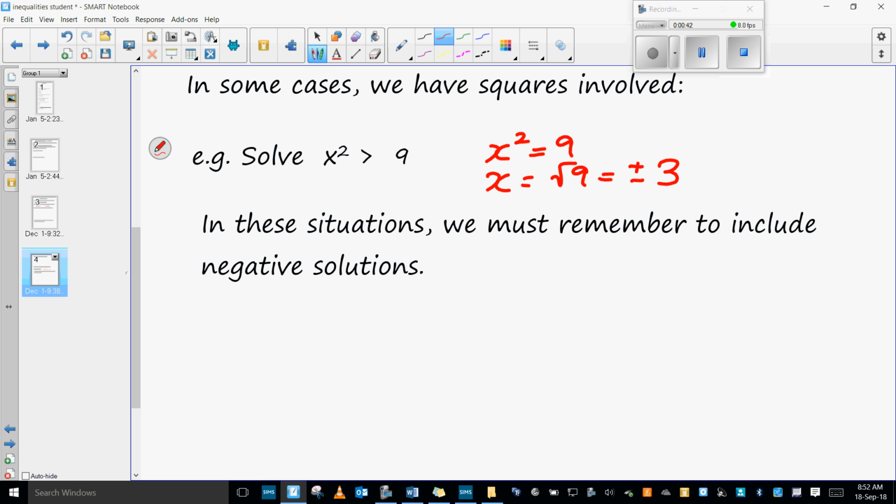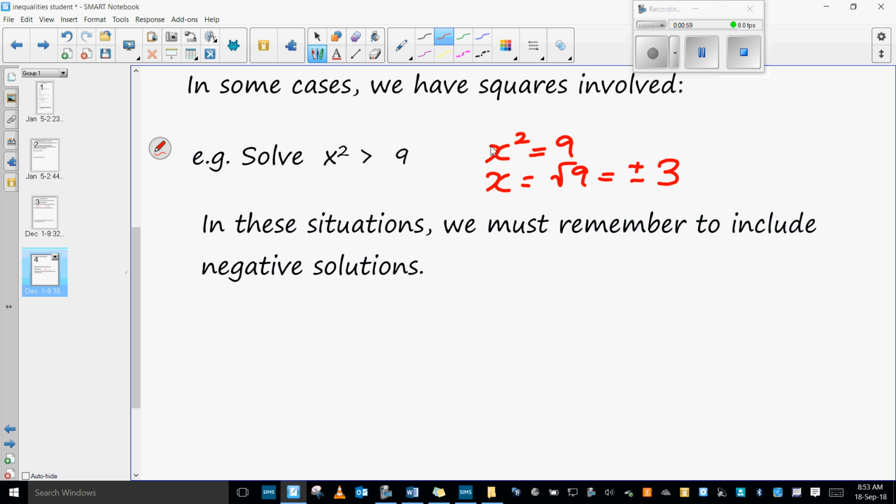Because when you square root something, remember at this level we have to remember that the square root of something gives the negative option as well. So we would have two different options. We've got x is positive 3 or x is negative 3.